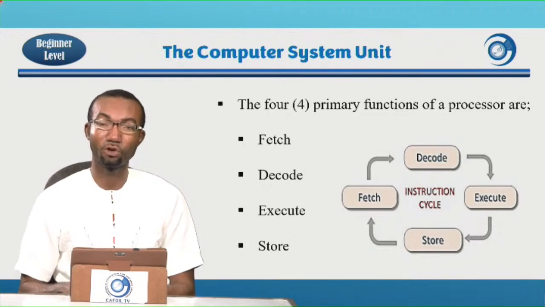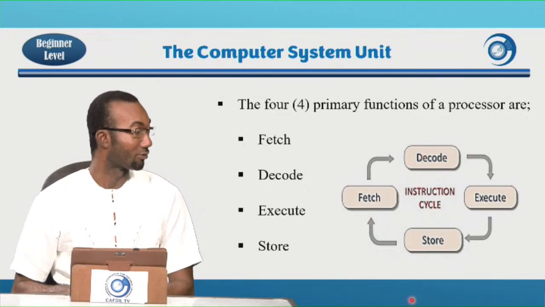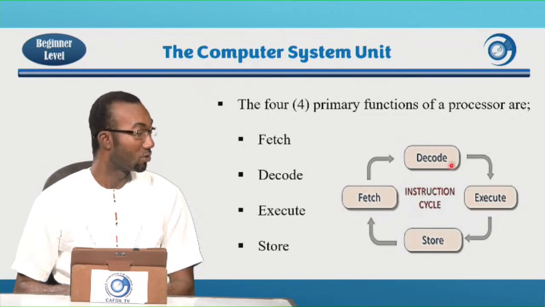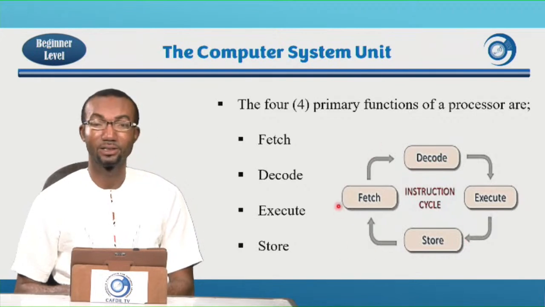So these are the four main functions of the processor: to fetch, to decode, to execute, and store. So it starts from fetch, decode, execute, and then store. And this is what we call instruction cycle. The processor goes through this cycle all the time. So we call this instruction cycle.